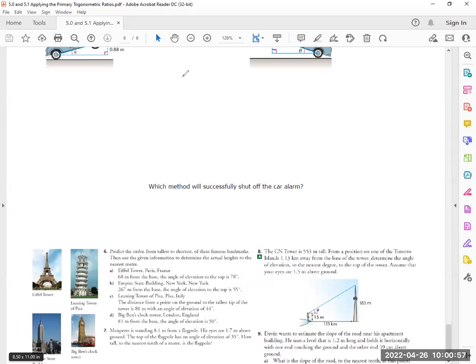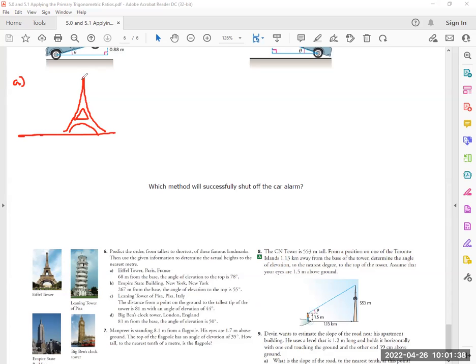So we'll try it. Every question, number 6, A, B, C, D, is going to have some kind of triangle. Let's see if I could draw it out. Part A. The Eiffel Tower, 68 meters from the base. The angle of elevation to the top is 78 degrees. Let's pretend this is the Eiffel Tower. Okay, that's a terrible Eiffel Tower. Can we do it better? Something like that. Okay, bear with me.